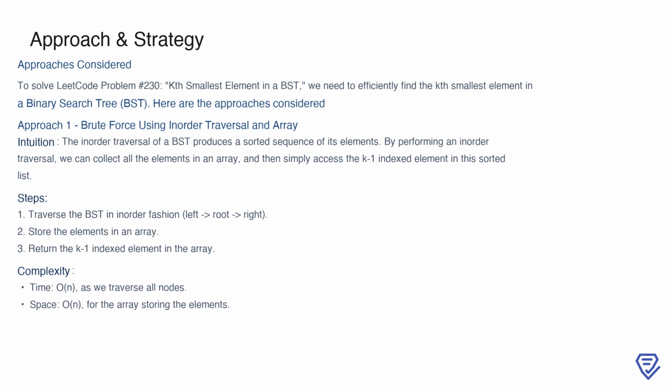Once we have this sorted array, we can directly access the k-1 indexed element, which corresponds to the kth smallest number. However, while this method is simple and intuitive, it has notable drawbacks. It requires traversing all nodes to build the array, which takes O(n) time, and storing all elements in the array consumes O(n) space, making it inefficient for large trees with many nodes.